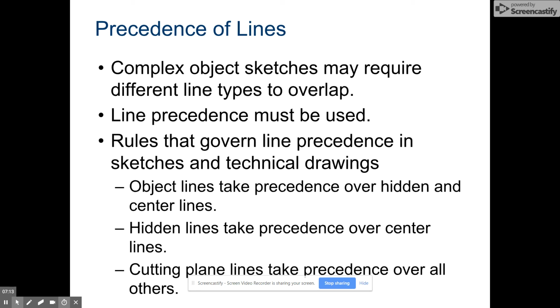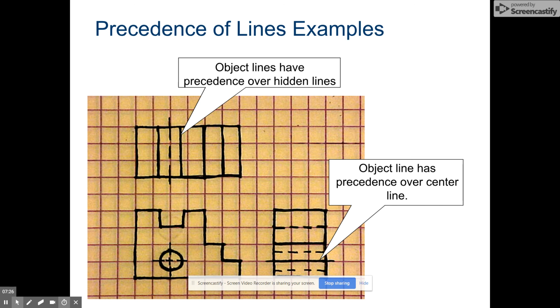So let's say for whatever reason, there's some kind of detail that's behind an object, but at the same time, there's also a center line for a hole. Well, the hidden line wins over the center line. So some examples of precedence of lines. The object line has precedence over the center line, meaning I'm going to draw the object line before the center line. So this one may not make as much sense yet, but this object line is shown, even though there's this center line for the hole that should be there. Why? Because it has precedence.